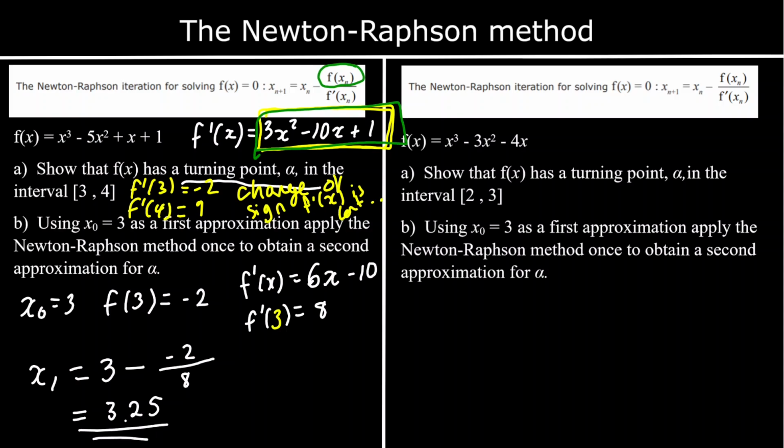One for you to try. See if you can give it a go. So again, we're looking for a turning point. That's where the gradient is equal to 0, not where the function is equal to 0. So the function we're working with is actually 3x squared minus 6x minus 4. So let's see if we have a turning point in that interval. If we've got a turning point, we will get a change of sign.